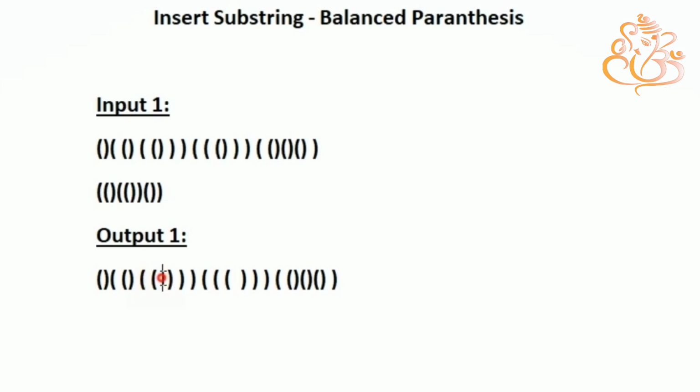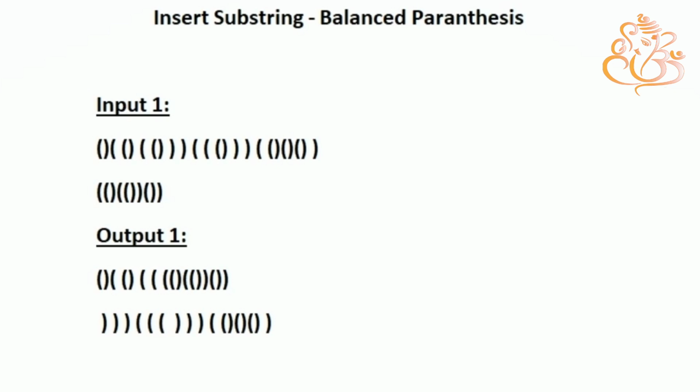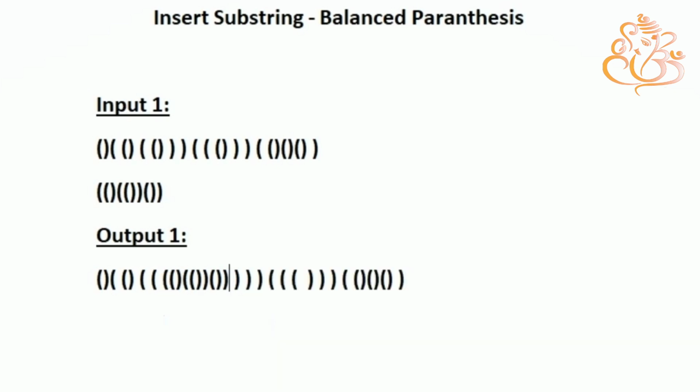We have to insert string s2 at depth 3. Here there are two occurrences of depth 3. In these cases we have to insert string 2 in the first occurrence of the maximum depth. So we ignore this position and insert string s2 at this particular place. After inserting str2 here, this is how the string will look. Our task is to print this modified string.